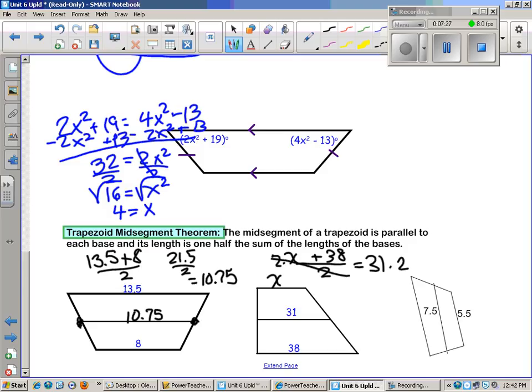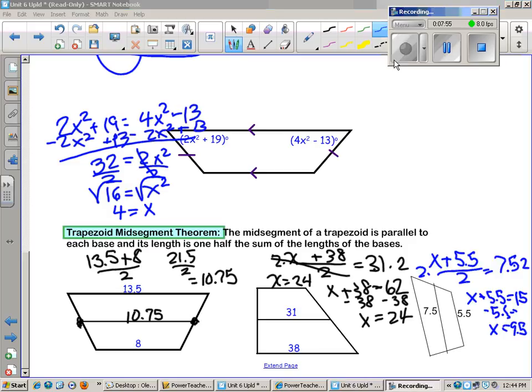So those cancel, and I have left x plus 38. And then 31 times 2 is 62. Okay, then I subtract 38. And that gives me x is 24. All right, so the length of this base is 24. All right, can you figure out what the length of that base is? Okay, so you add them together, even if one of them's x, divide by 2, and set it equal to the mid-segment. All right, so that's everything you need to know about trapezoids.